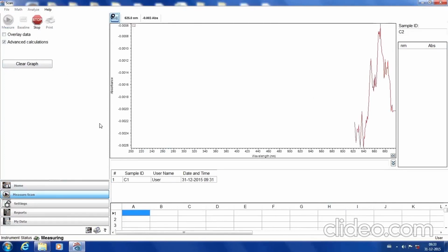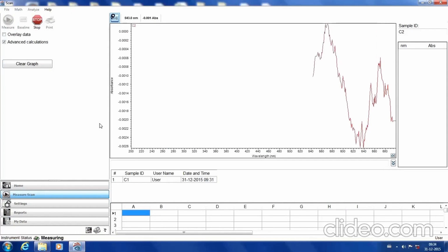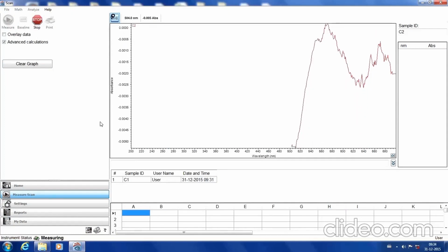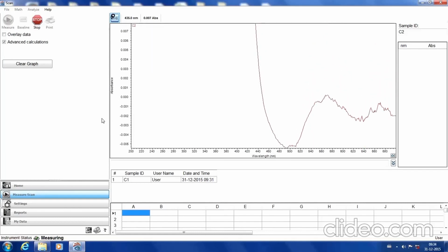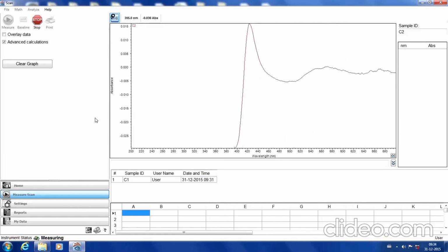We will label this concentration as C2, and this is the spectrum for this concentration of the ligand. Again, we will be expecting a dip at around 400. See this, at this concentration we got a nice dip in the peak at around 400 nanometer.